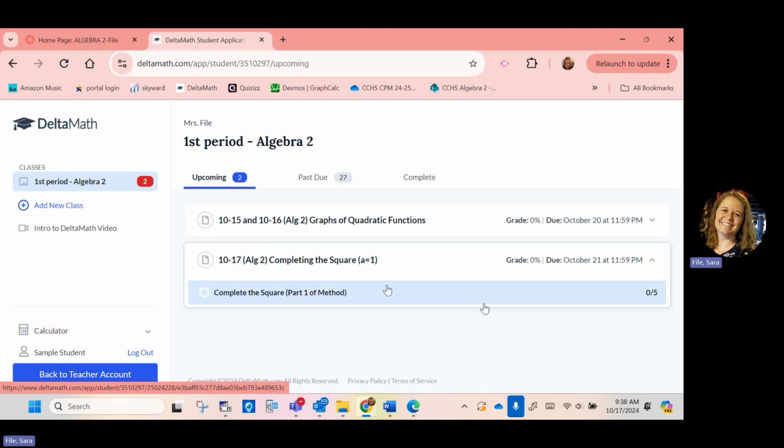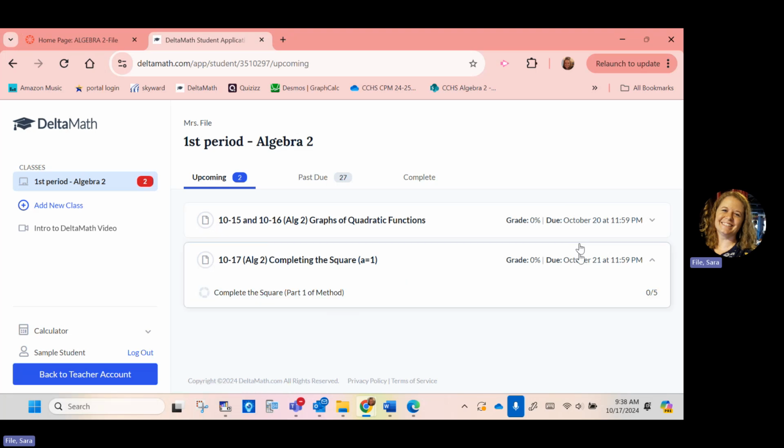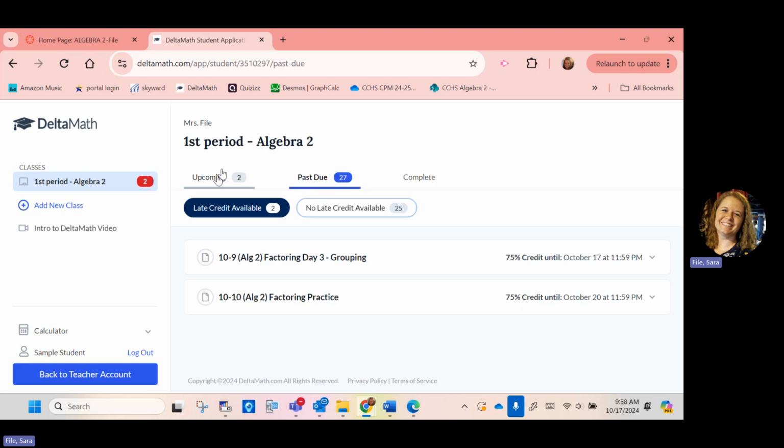If you want to go ahead and knock that one out, and then you can go back and finish the graphing one later, that's up to you. But you've got the deadlines listed there next to both of those. You could possibly have 2 assignments available for late credit under the past due tab, these factoring ones from last week that were due this week. So they're both still at 75% credit.